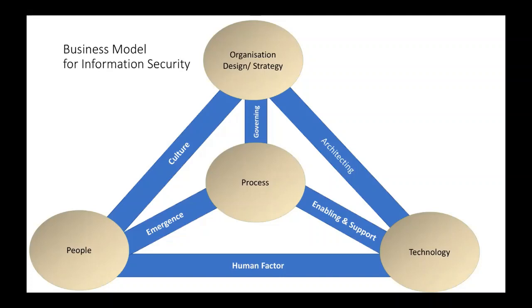There are architecting, enabling, support, human, culture, governing, and emergence. Emergence is the things that are done within an organization that no one knows why they're done in this particular way. It's just done like this. Nobody knows why things are done like this, but it's done like this. So you need to understand those, and you need to make sure to give those some consideration.